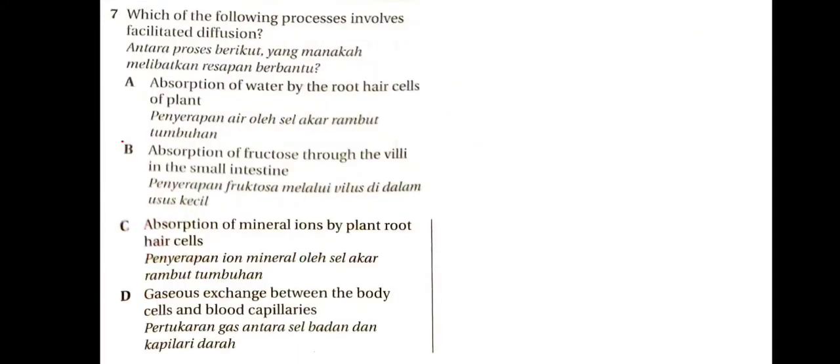Okay, next question number 7. Which of the following processes involves facilitated diffusion? We know that we have simple diffusion, facilitated diffusion, and then active transport, right? Facilitated diffusion requires help from proteins, either channel protein or pore protein, and carrier protein. So we look at answer 7A, absorption of water by the root hair cell of plant. Here is water. Absorption of water is osmosis.